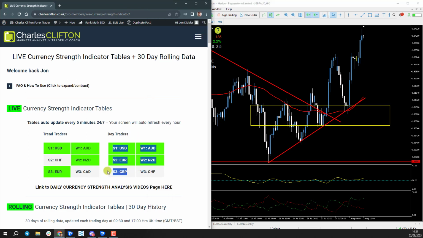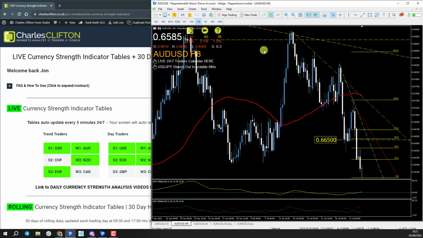Looking at the tables, we can see pound is S3 at the moment, doesn't have confluence with the trend traders, so I'm not going to look for any positions on that. Plus we've got the Bank of England announcement coming up, so nothing to look for there. However, Aussie US dollar still remains the top of our trend traders and day traders, so I have put some levels on the Aussie US dollar chart that we could look into going into today's session.